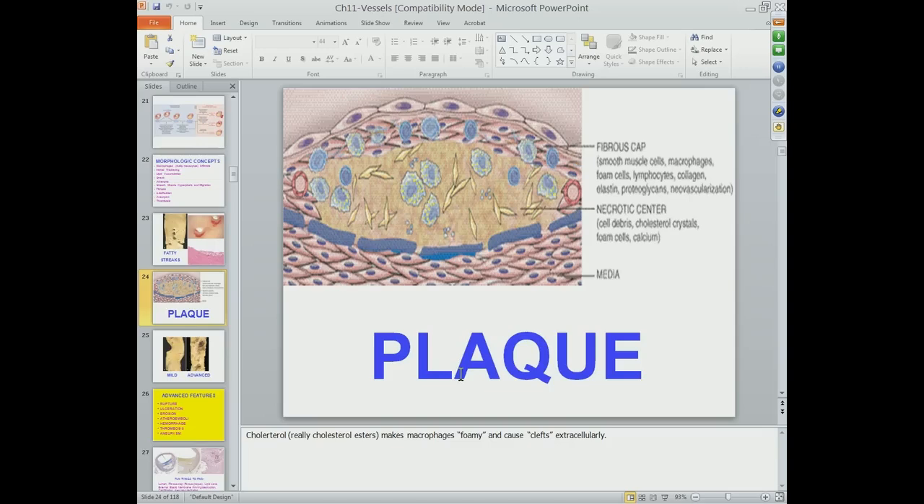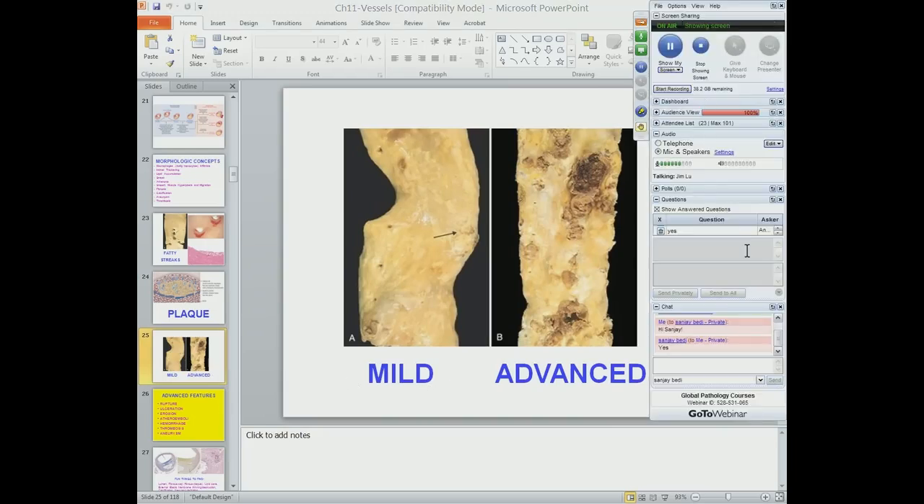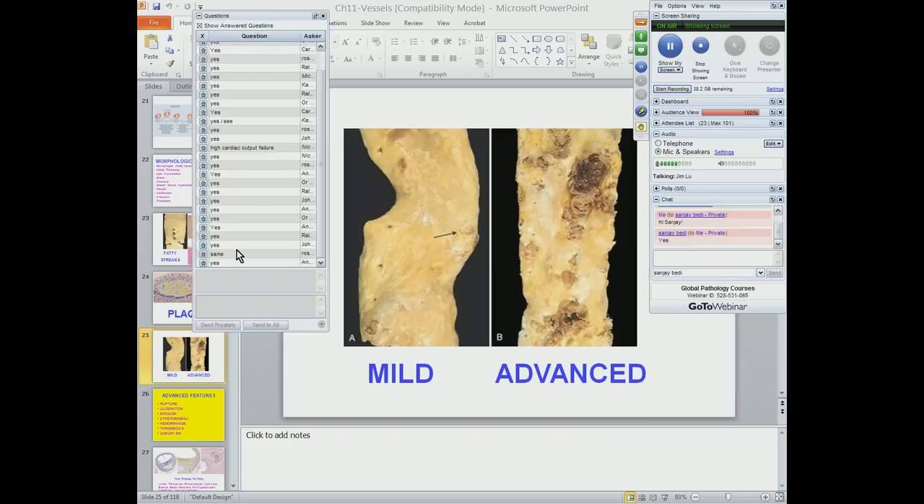End result, this is a plaque, and that's what constitutes a plaque. Now, I'm going to ask you the world's easiest question. I was thinking of not popping open the question window, but I'll do it anyway because I know you all get the right answer. Which one is worse, the right one or the left one? Everybody knows that. I got the answer there as well. Yeah, the right one is worse.